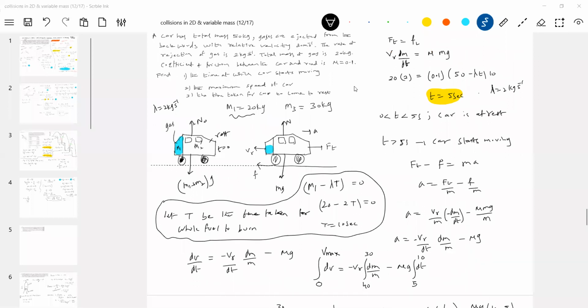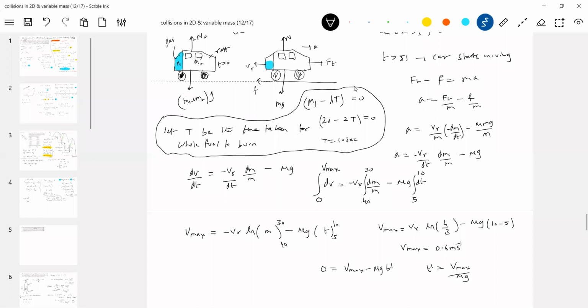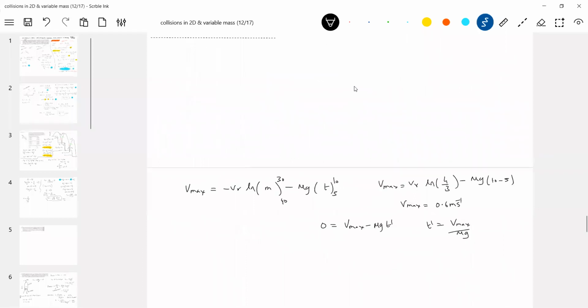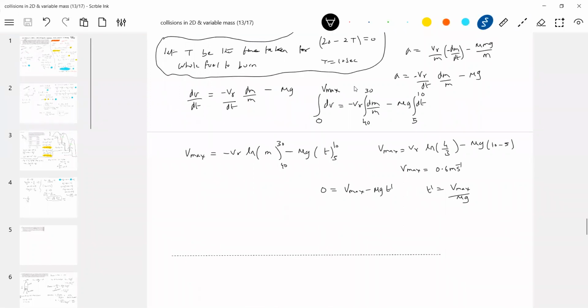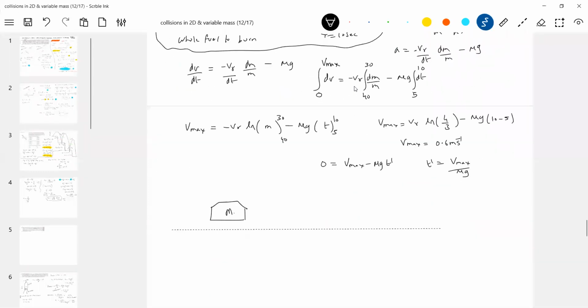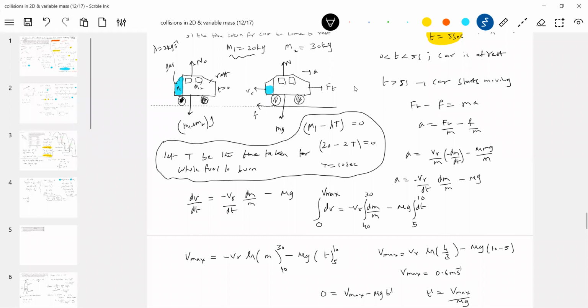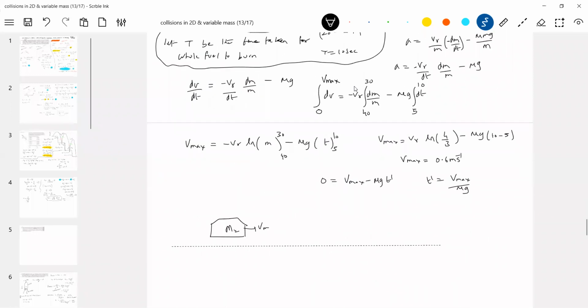The last thing is the time taken for the car to come to rest. Because after this, what happened? No longer will thrust force act, only friction force will act. I think I'll give one small diagram, it'll be easy for you. It has acquired a velocity. The mass of the car alone is how much? M2. It has acquired maximum velocity and empty fuel. There is no fuel, then friction will be acting, and finally it will slide some distance and come to rest.